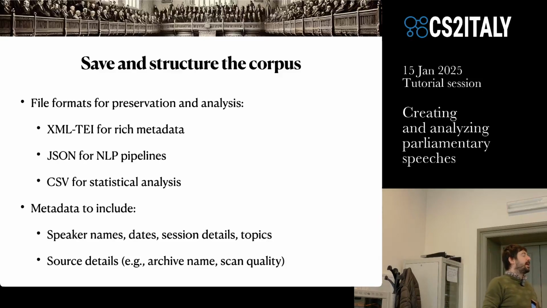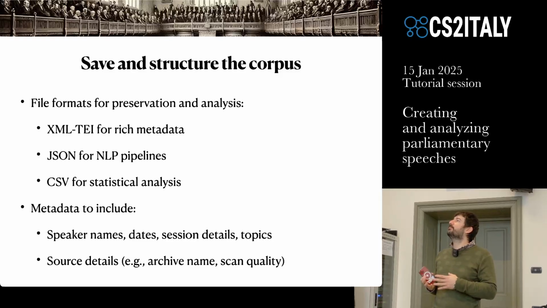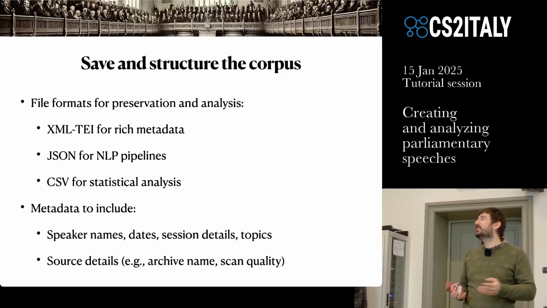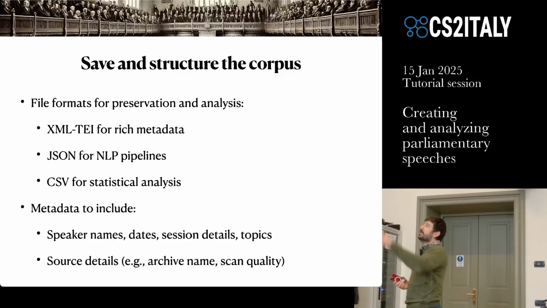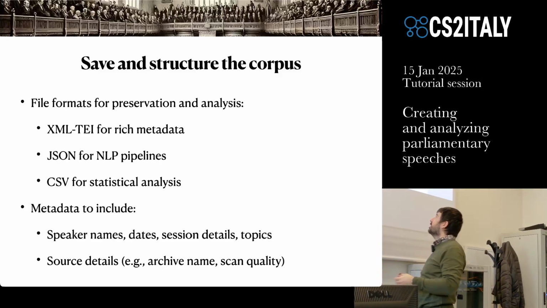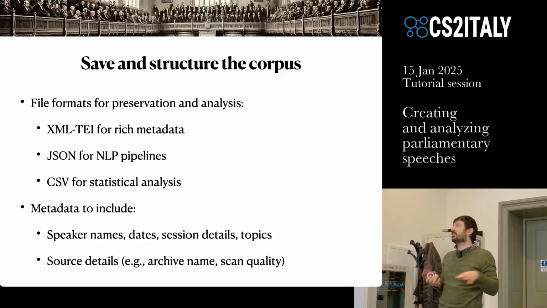Usually the Python pipelines work on JSON, so JSON can be a very good option, but it has nothing already decided for parliamentary speeches. Or you can use CSV. In CSV, you cannot, for example, add the metadata, so you cannot add the speaker names, the date, the session, and so on. So you need to understand which is the best one.